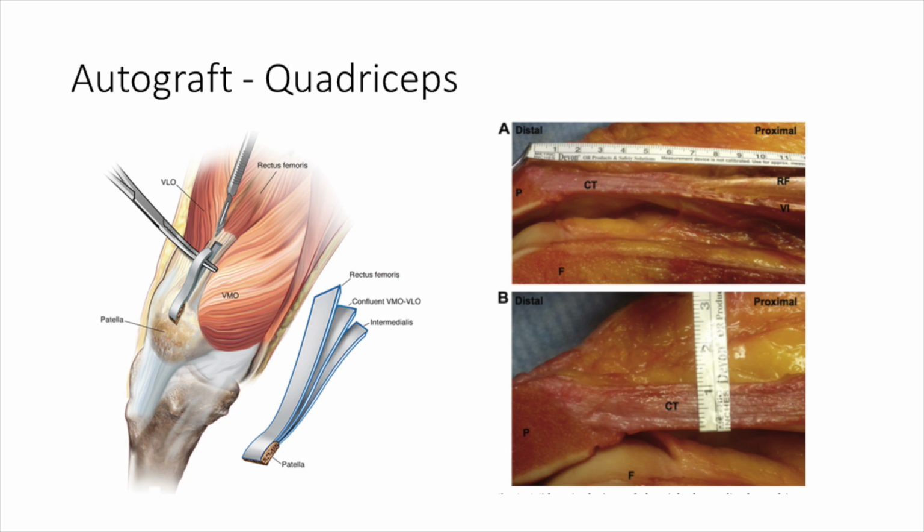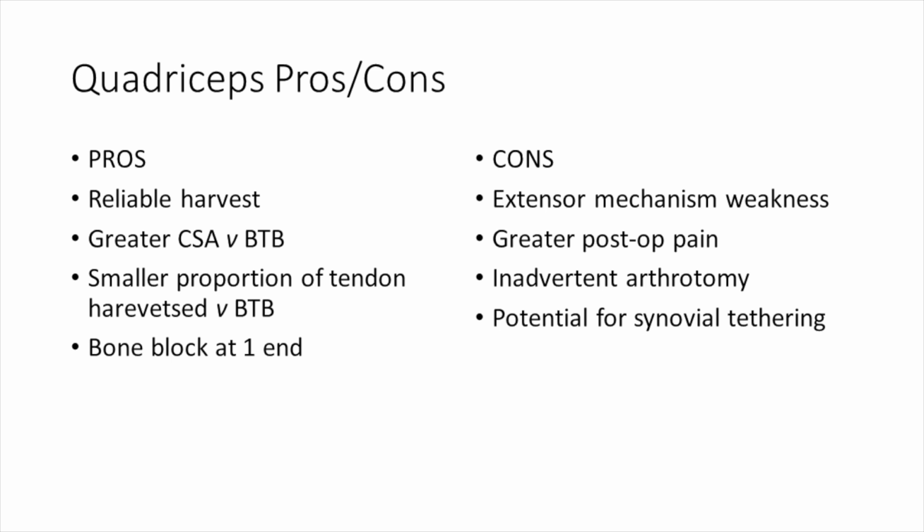Quadriceps is being used a little bit more frequently now. It yields a graft that has 3 layers, which then fuse to form a single layer, and it can be harvested with or without the patella bone block. It has all the advantages of the bone patella bone. It's a reliable harvest, and actually compared to bone patella bone, you can get more cross-sectional area inside the joint, and you leave a greater proportion of the tendon behind. The disadvantages, similar to bone patella bone, you defunction the extensor mechanism, and there is a possibility for greater post-operative pain, with a possibility of catching some of the synovium as you stitch back together the donor site.